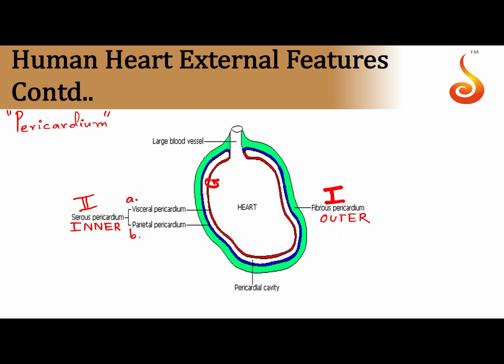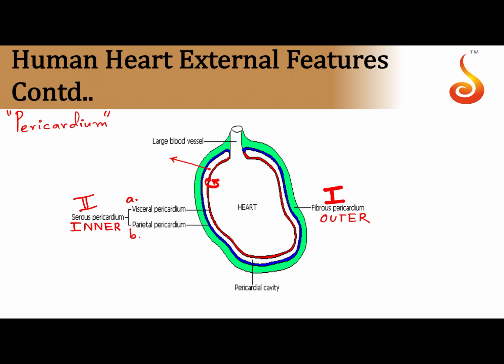And you can see a white space over here between the parietal and the visceral layer of the serous pericardium. In this space, which is called the pericardial space, there is a fluid called the pericardial fluid, which acts as a mechanical shock absorber. It also prevents damage due to friction.